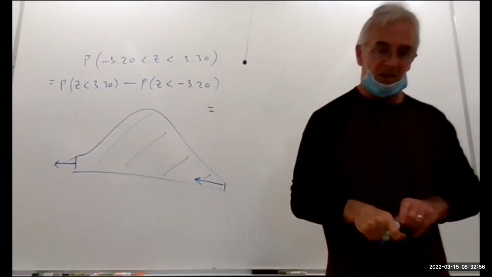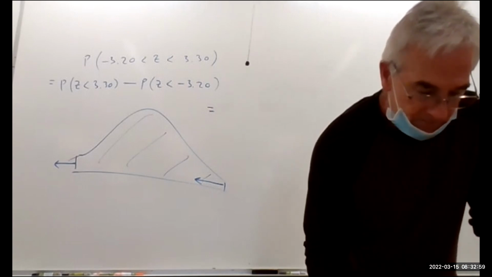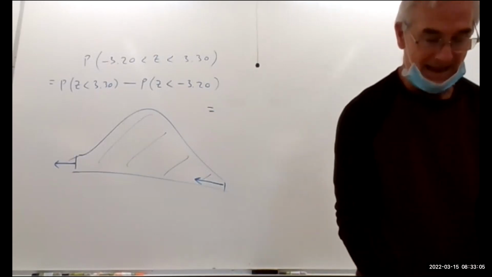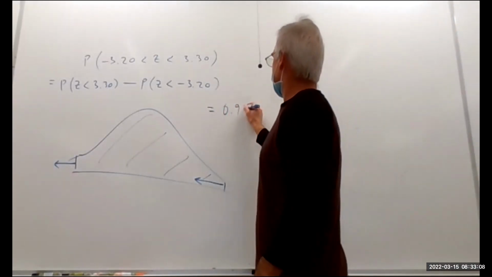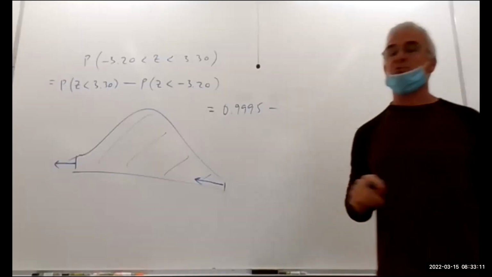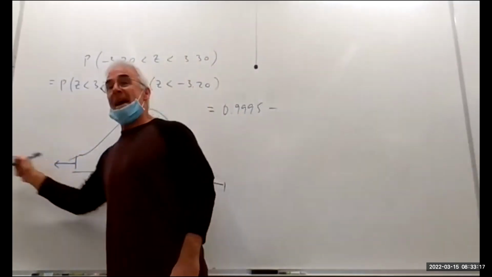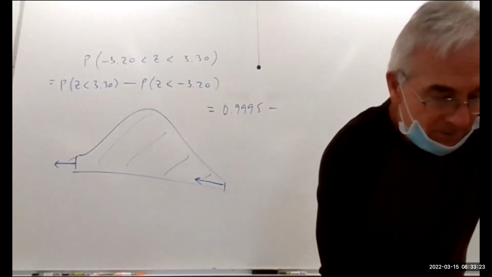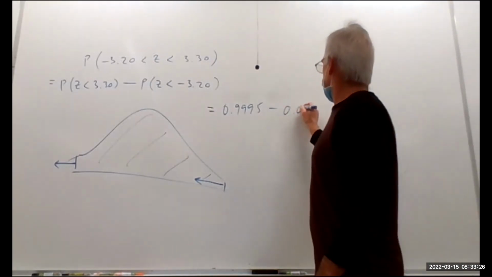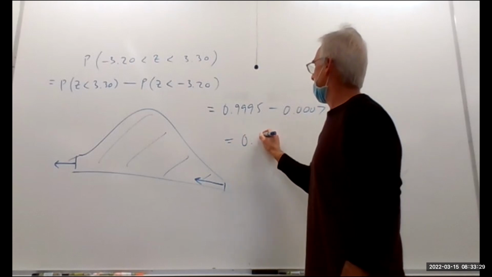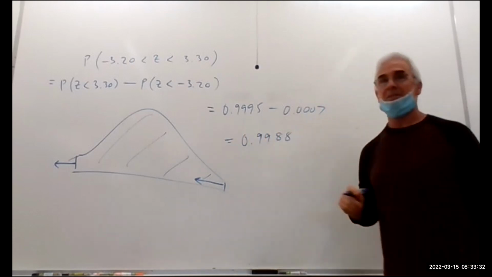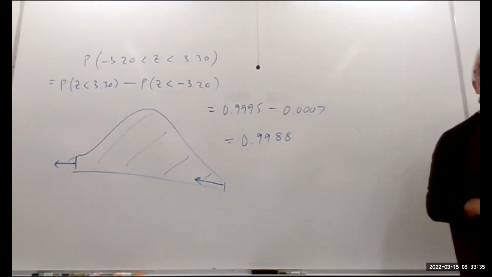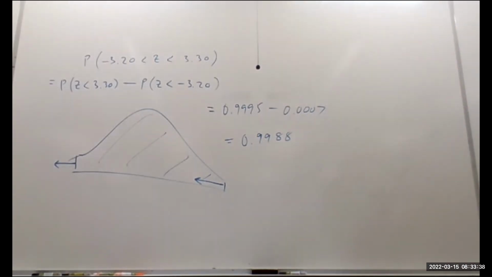The probability that Z is less than 3.30. That's pretty big. What is it? Anyone? 0.9995. Yikes. That's almost all outcomes. And now I'm subtracting the probability that Z is less than negative 3.20. That means I'm way out here and I'm going to the left. That's called a tail probability. And what does that come out to be? 0.0007. So this answer is 0.9988. Wow. So would you say we've captured almost all possible outcomes? Yeah, that's exactly what that means.